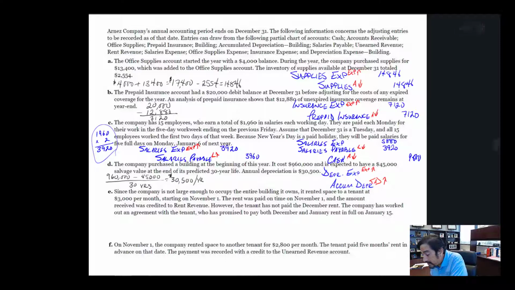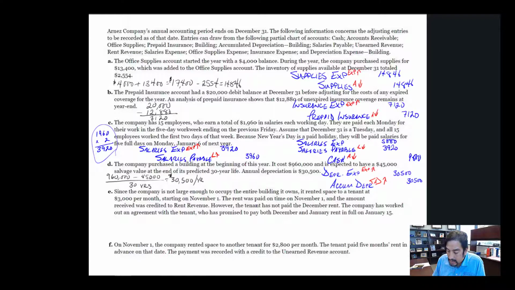And the amount we've already calculated, $3,500. I keep saying 3050. $3,500. $30,500. So there's our journal entry for D. Now let's look at E.